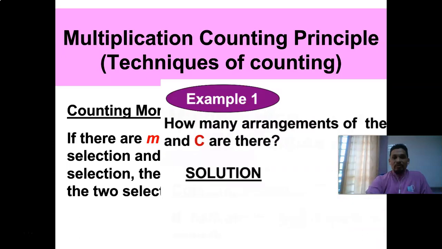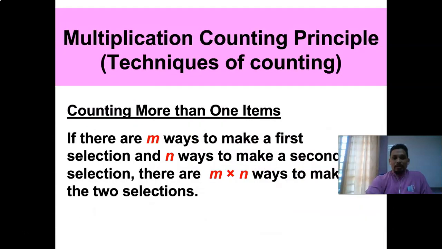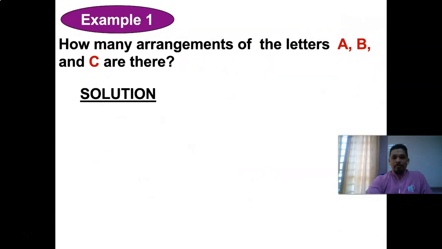So now the multiplication counting principle. How many arrangements of the letters A, B, and C are there? We have the letters A, B, and C, and let's say we have 3 places here. There are 3 choices, or 3 ways. If I choose one of them, it means I choose one out of 3 selections here, so we come up with 3.